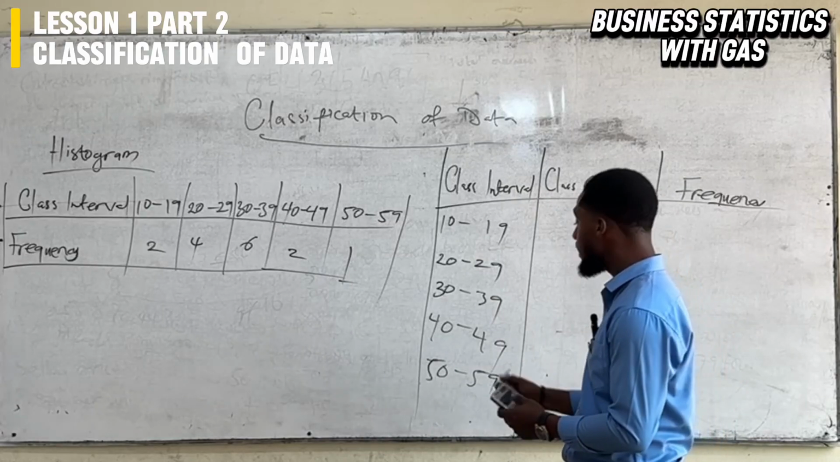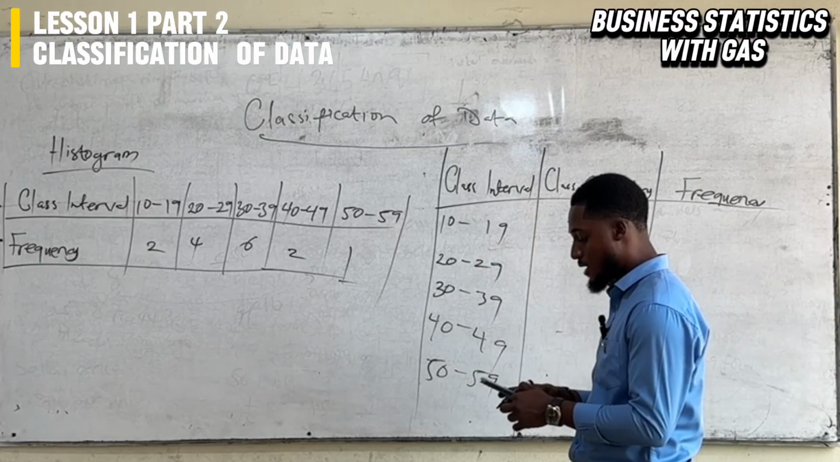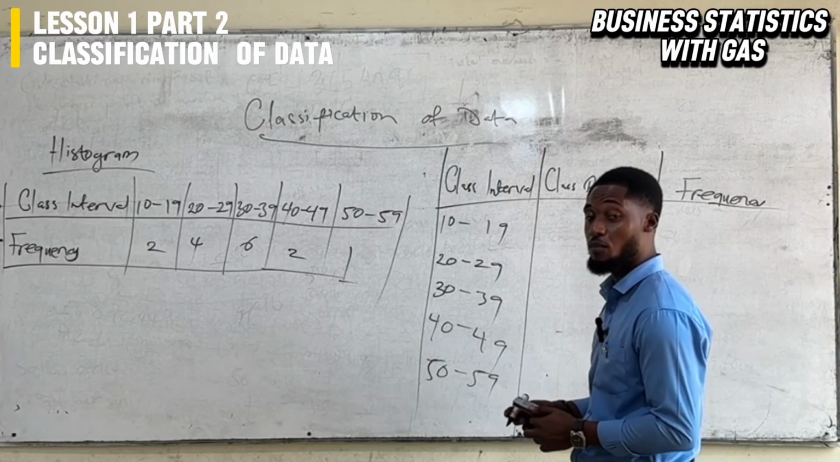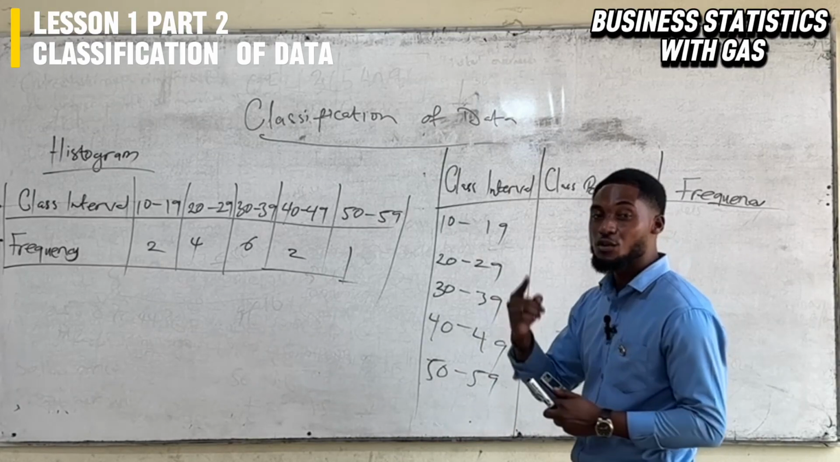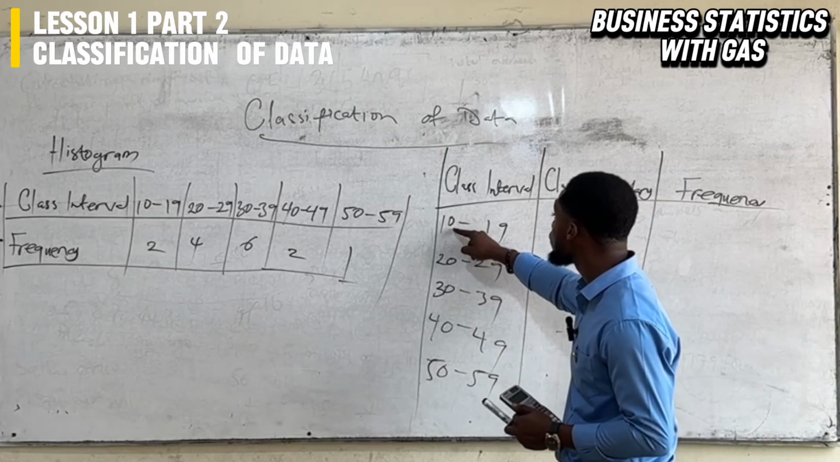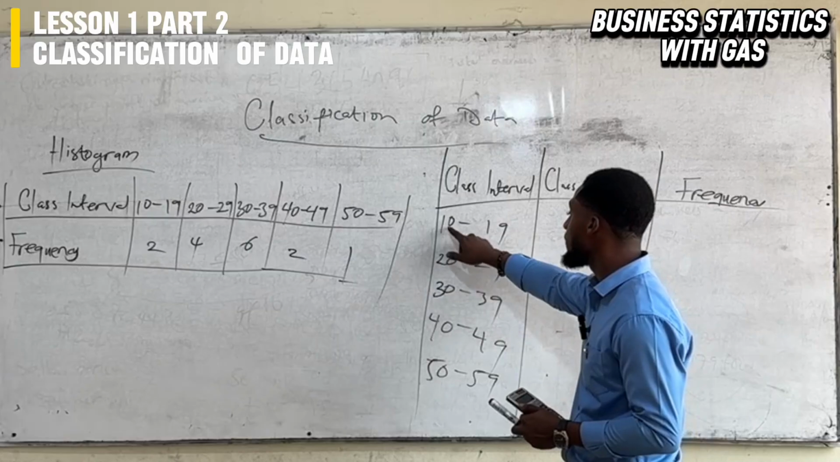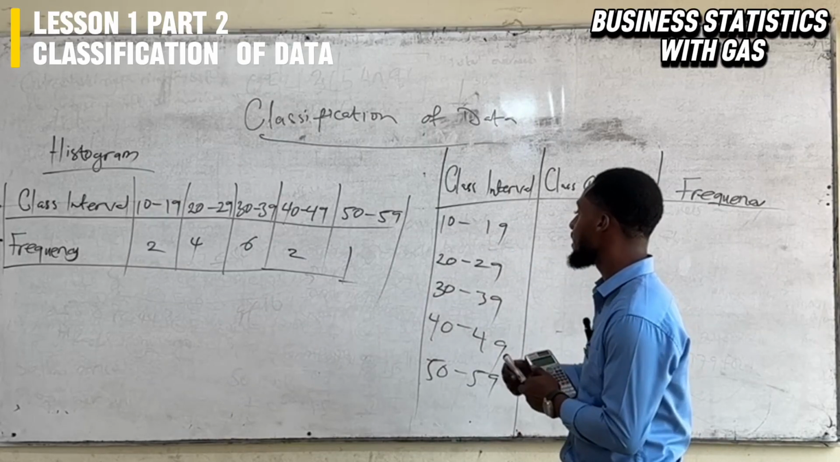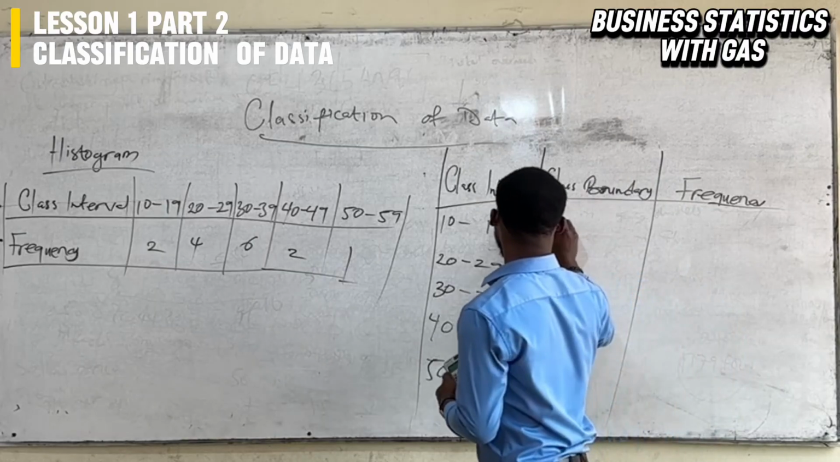So when we divide 1 by 2, we are getting 0.5. So now with the 0.5, you will subtract the 0.5 from your first lower class limit, which is the 10. Taking 0.5 from 10, we get 9.5.